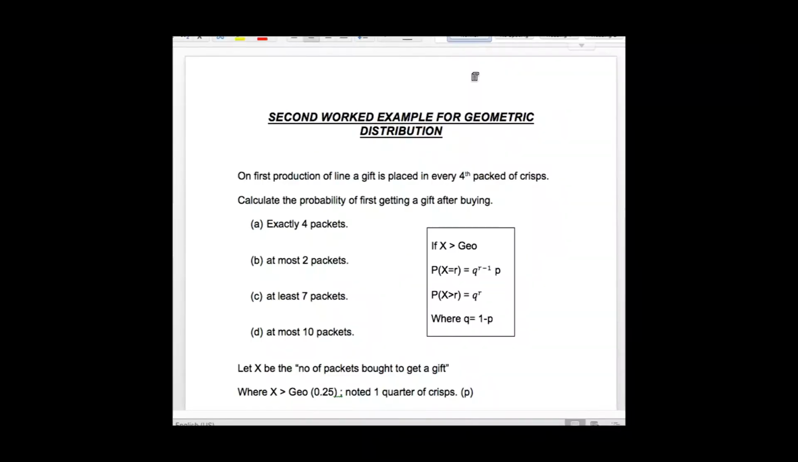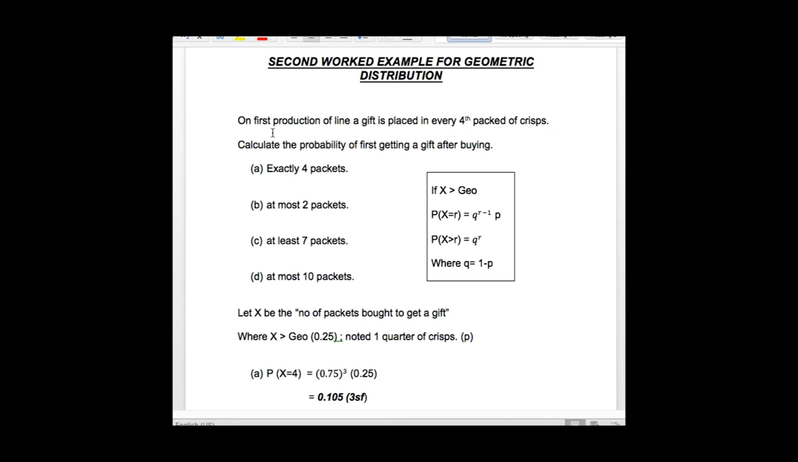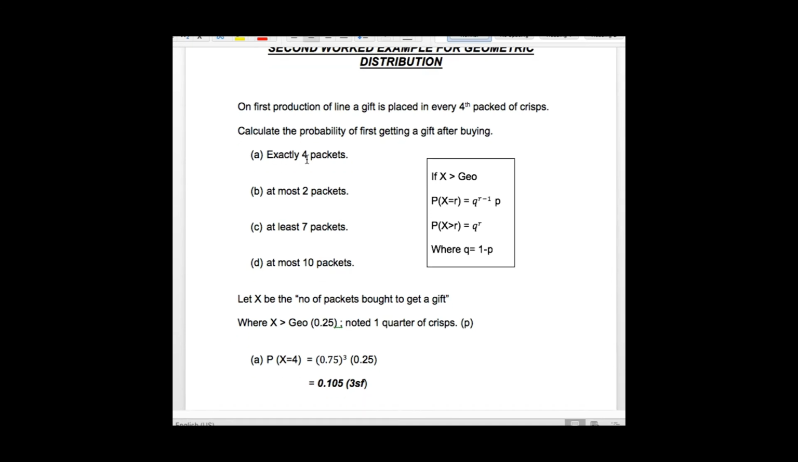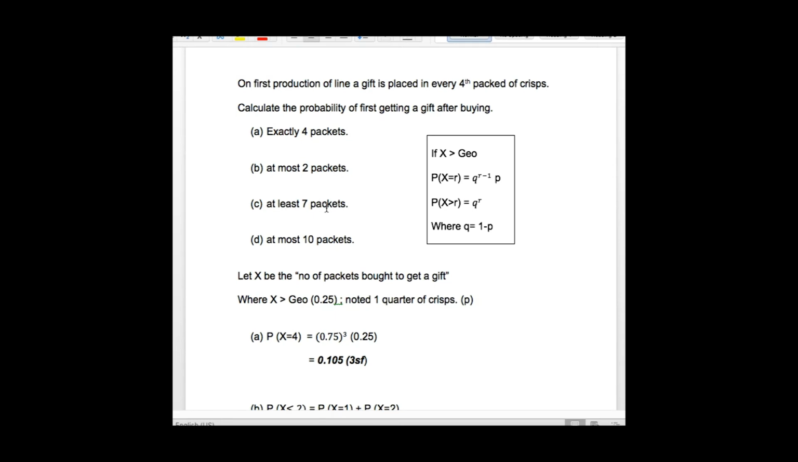Okay, this is our second worked example for geometric distribution. Let's say the question is: on the first production line, a gift is placed in every pack of crisps, and then calculate the probability of first getting a gift after buying: part A, exactly 4 packets; B, at most 2 packets; C, at least 7 packets; D, at most 10 packets.